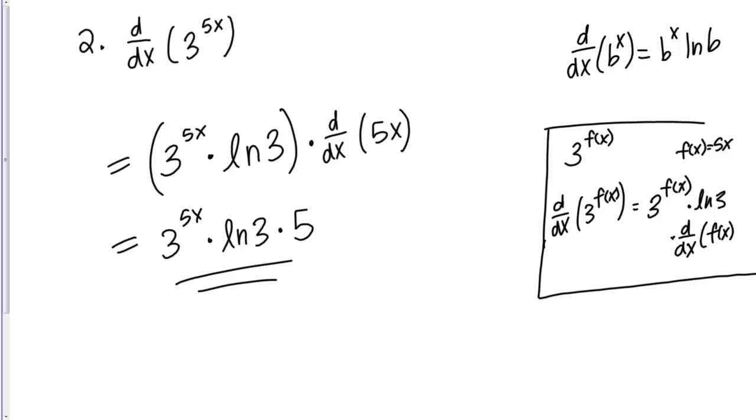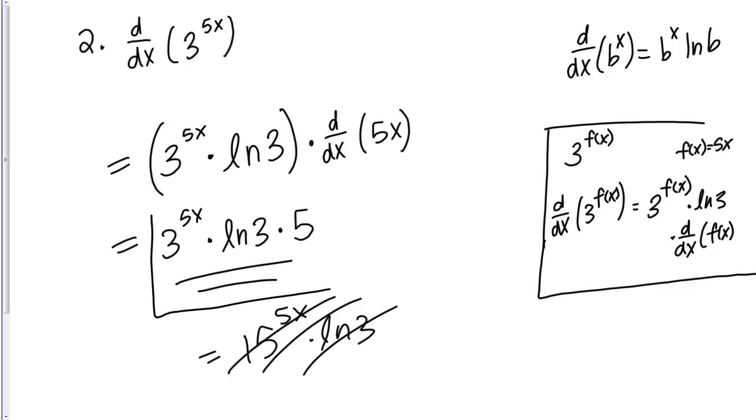And I want to caution you about a mistake that's really easy to make in this situation. You might be tempted to write this as 15 to the 5x times ln 3, but that's no good. The 5 does not have an exponent. The 3 does have an exponent, so we can't combine them through multiplication. So you would just want to leave this in this form. You can write it in any order that you want, but you can't combine that 5 and the 3 by multiplication.